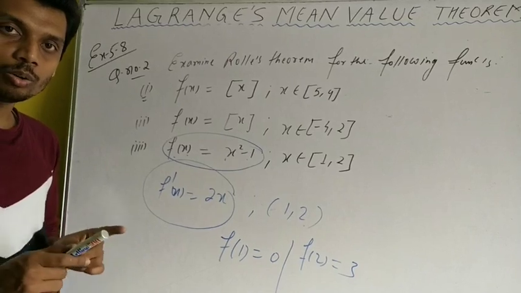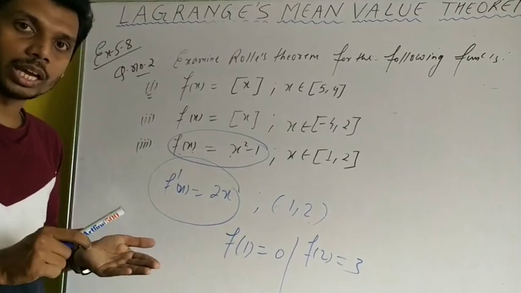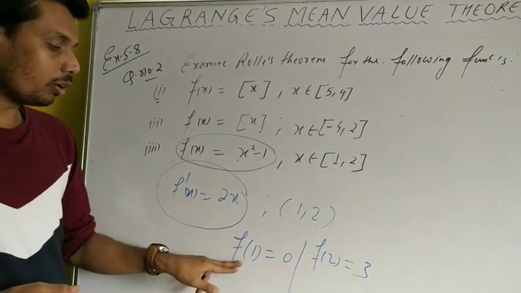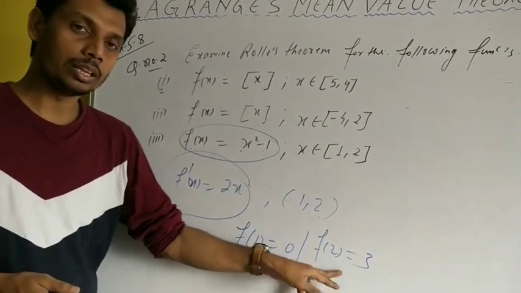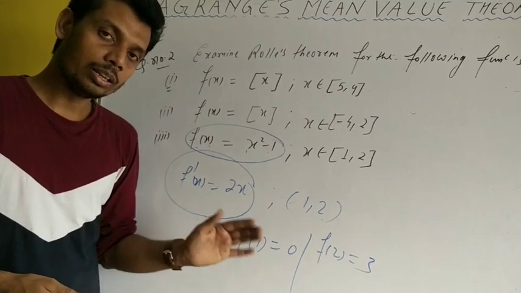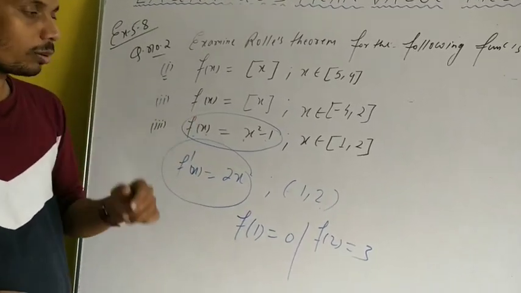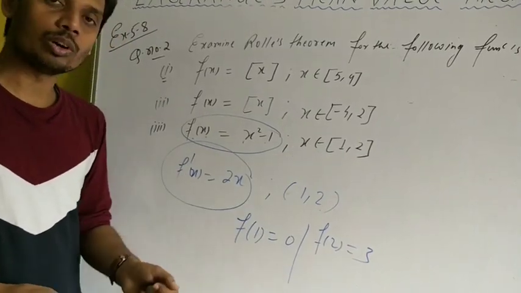So now the third condition is not being satisfied. According to Rolle's theorem, f of a and f of b should be equal to each other. But what we are seeing here is that f of a is 0 and f of b is 3. They are not equal to each other. So again, Rolle's theorem does not hold for the function f(x) = x square minus 1 in the closed interval [1, 2].